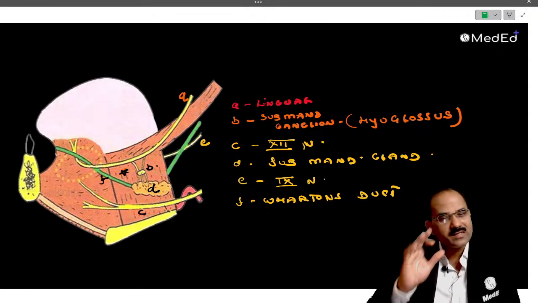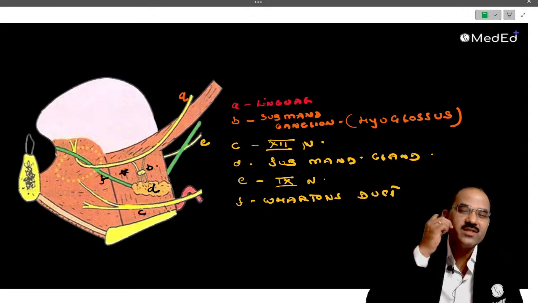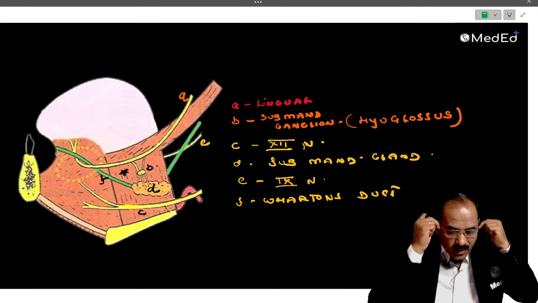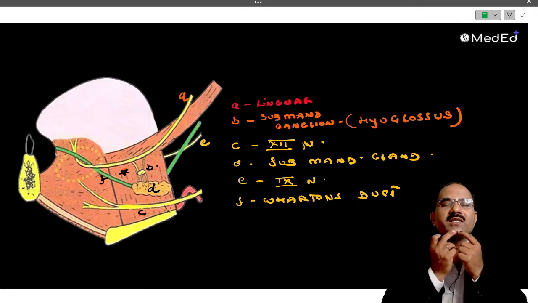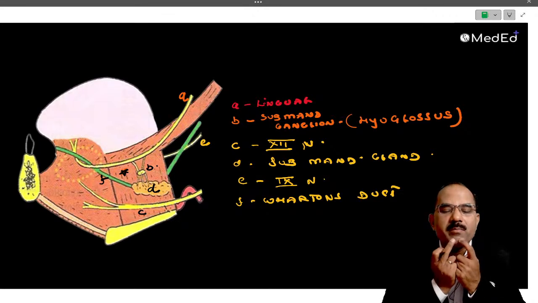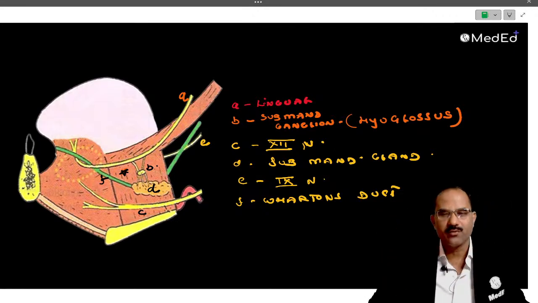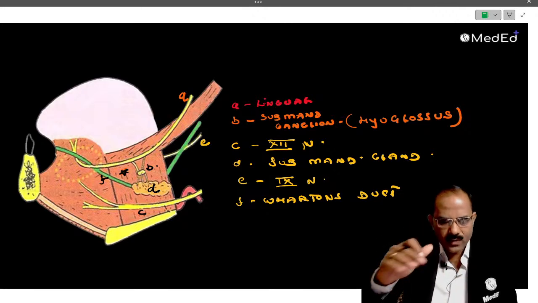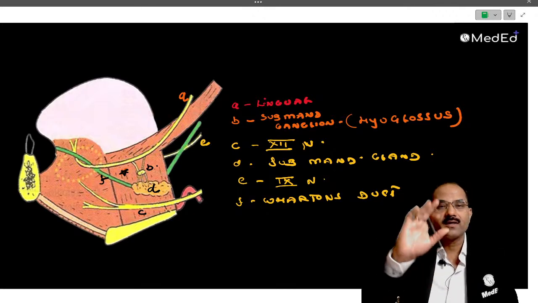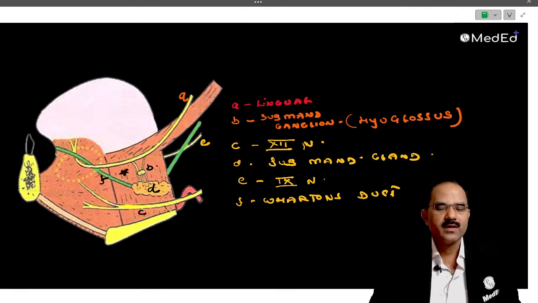The inferior alveolar nerve doesn't come here. The inferior alveolar nerve enters the mandibular foramen. It supplies the lower jaw and lower teeth, and it emerges out from here as the mental nerve. That's the inferior alveolar nerve, so it is not here. I hope this is clear. Is this clear? So I'll proceed.